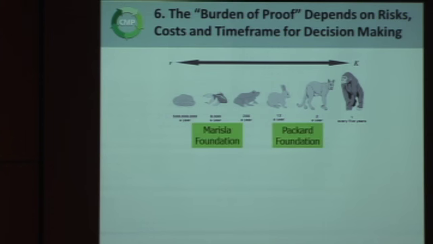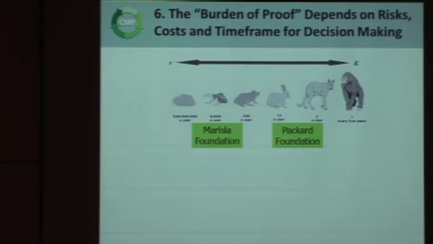So let's take two foundations. One of my favorite grants I get every year is from the Maristla Foundation. They give about $330,000 grants out on a one-page application form and a one-page report. They're oysters. They're just chucking money out to people who they think are good, and they're hoping some of it sticks. I love that grant, by the way.